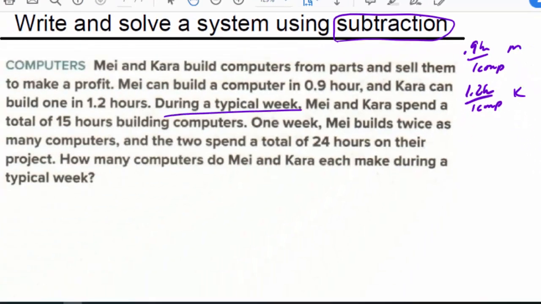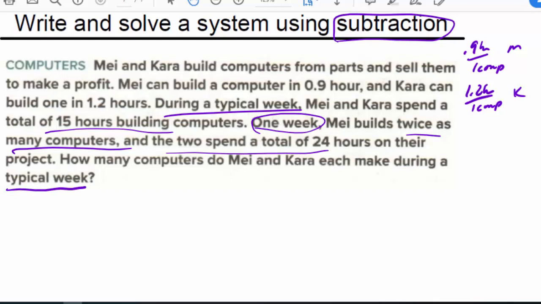During a typical week, May and Kara spend a total of 15 hours. In one particular week, May builds twice as many computers, and the two spend 24 hours on their project. How many computers do May and Kara each make during a typical week? So this is during a typical week, so it's how many computers.